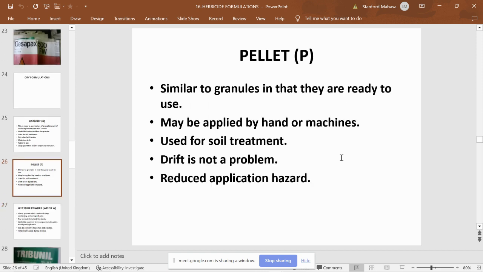Pellet, similar to granules, in that they are ready to use, may be applied by hand or machines, used for soil treatment. Drift is not a problem. Reduce the application hazard.